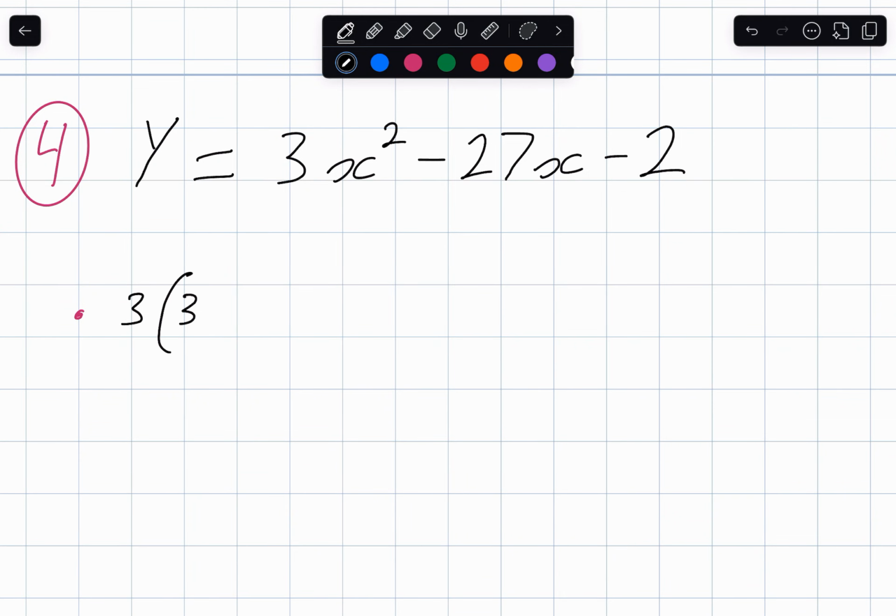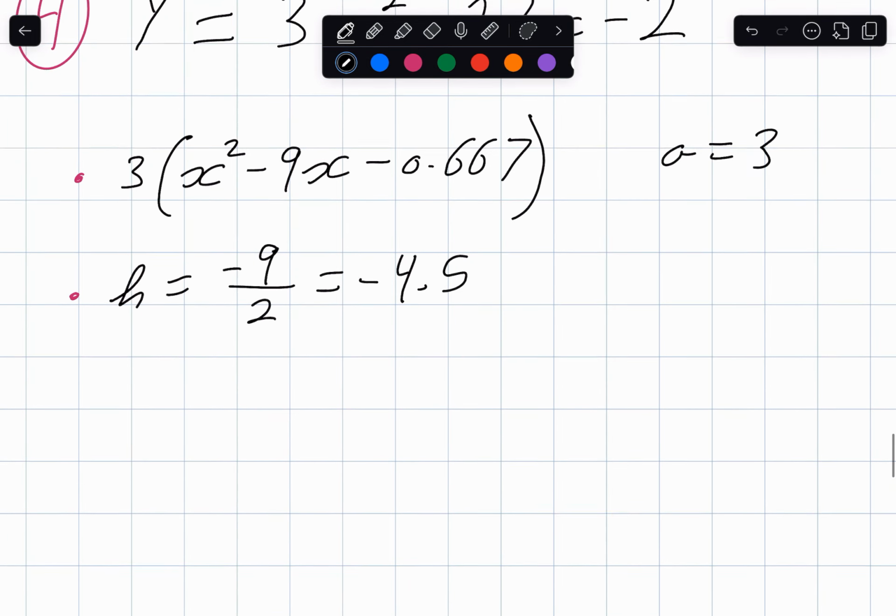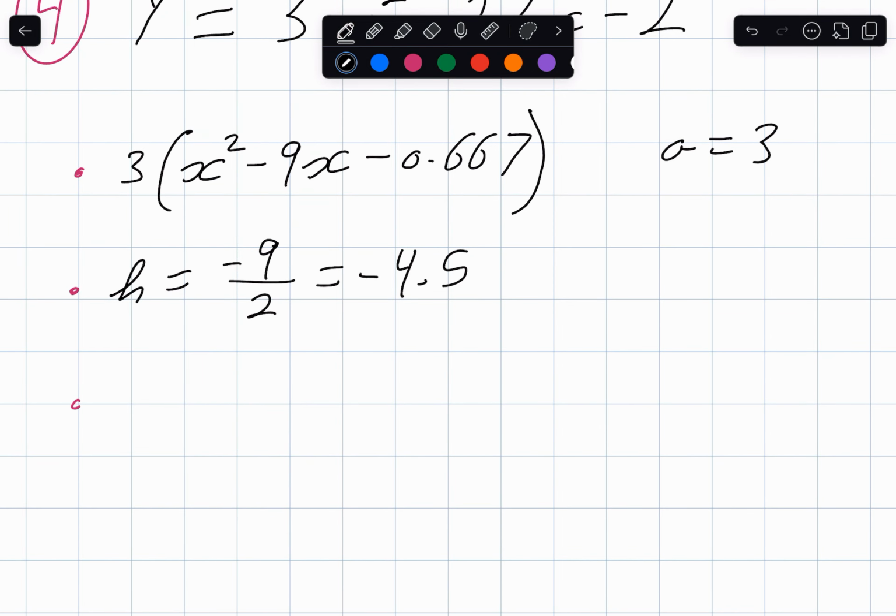We factor out the first coefficient and we divide everything by that coefficient. So we will have minus 9x here. If we divide 2 by 3, we're going to get roughly 0.67. So our a here is 3. And so to find h, we take minus 9 and divide it by 2. That's going to be minus 4.5. We found our h. And so for our last step, we need to recall, just to make sure that we know how our form looks.